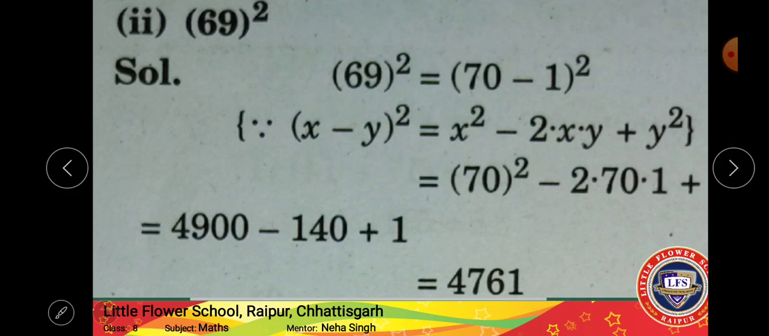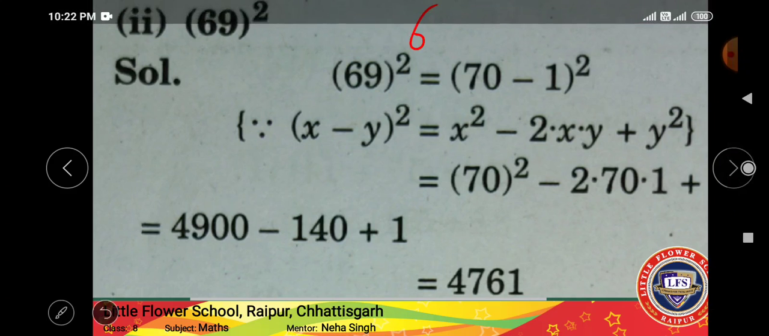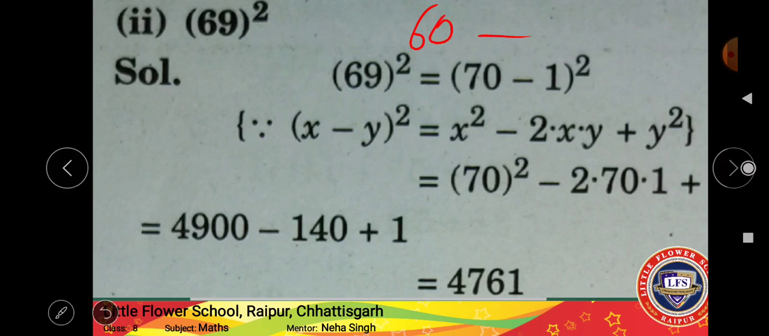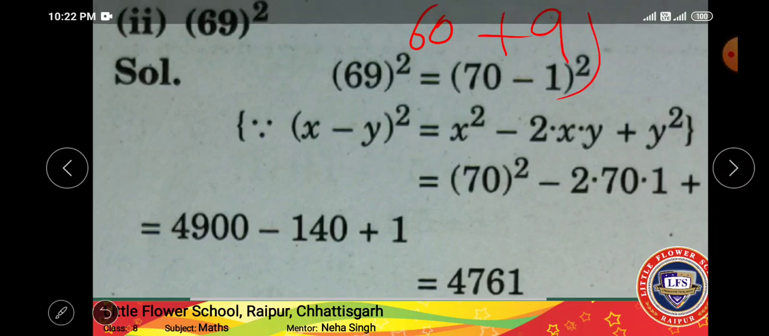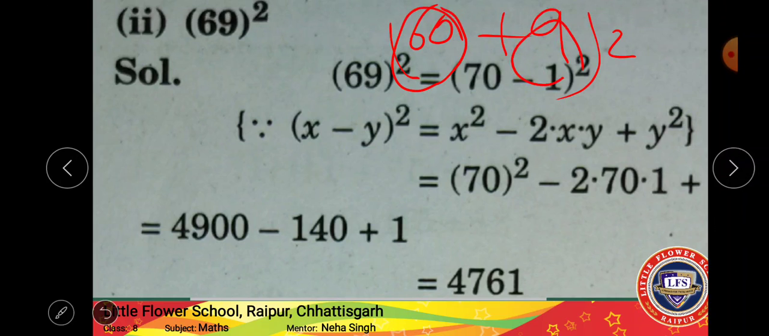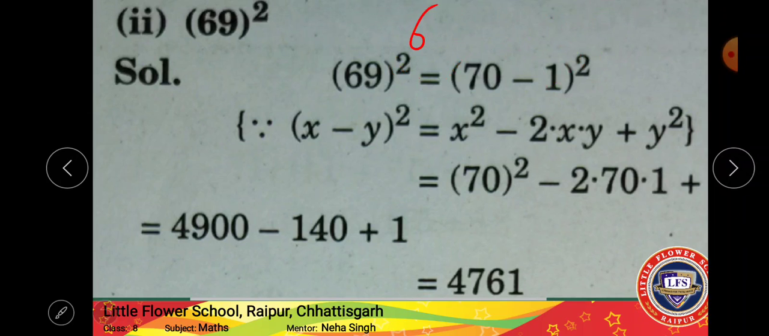Why? Because I have to cut it short to the minimum calculation. If I write here 60 plus 9 whole square, this is not wrong, but I need to find the square of 60, the square of 9, and then add. Instead of this, if I do 70 minus 1, easily I can find 70 square, and 1 square is 1, right? So the calculation will be easy in this method.